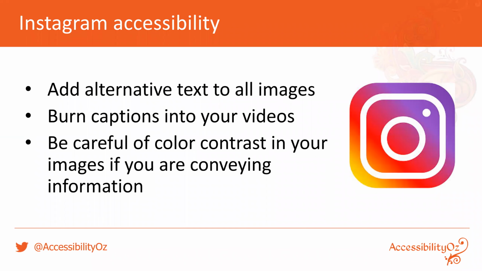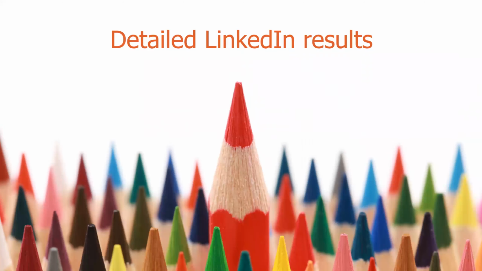In terms of Instagram accessibility, add alternative text to all your images. You should burn captions into your videos because there's no way to turn on and off captions. So that's the best way to do it. Be careful of color contrast in your images if you're conveying information. And so does anyone have any questions about Instagram? None posted so far. Excellent.